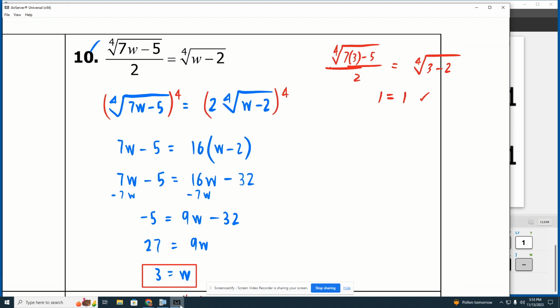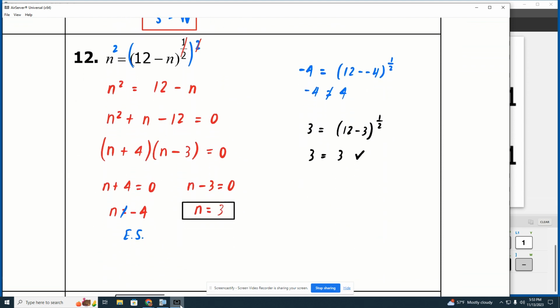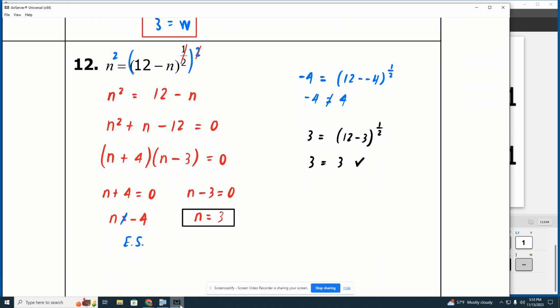So hopefully you guys understood that. It's not too hard, but it does have some challenges. So here's number 12. Number 12 was a lot like number 12 actually yesterday, except instead of having square root of 12 minus n, we have 12 minus n to the 1/2. Same thing. Remember, the denominator is the root.